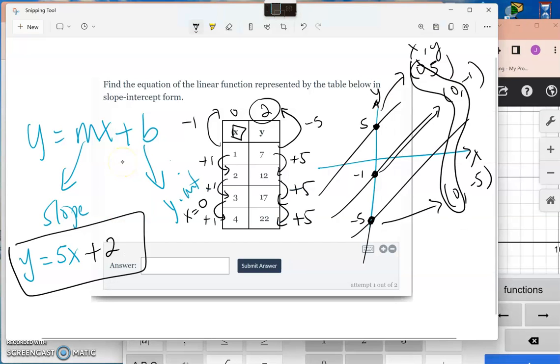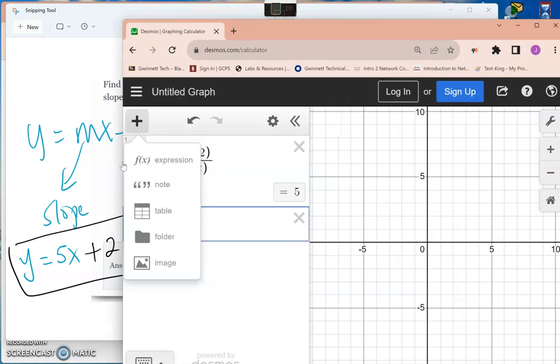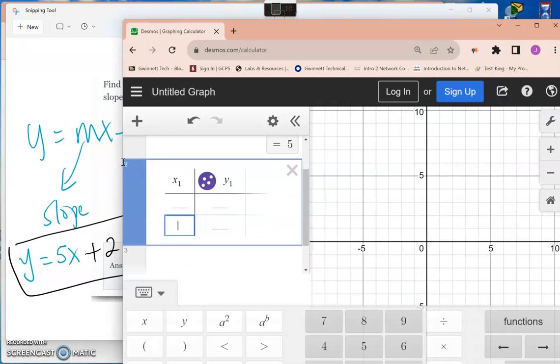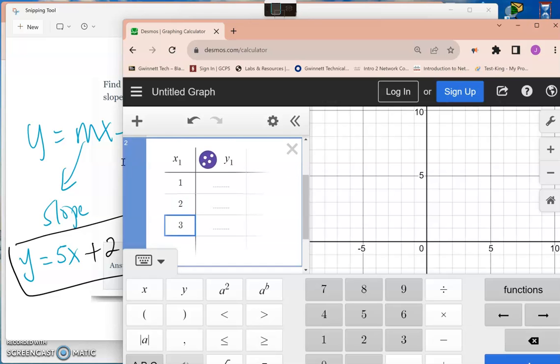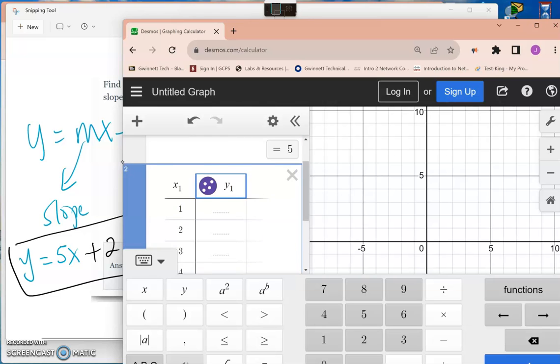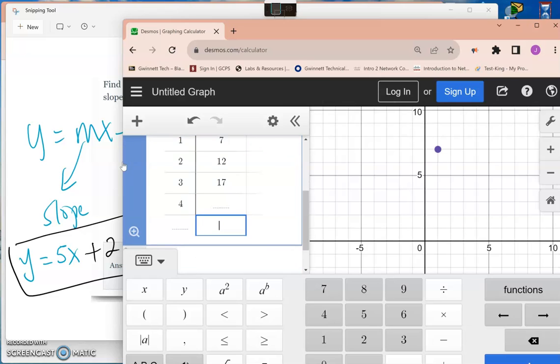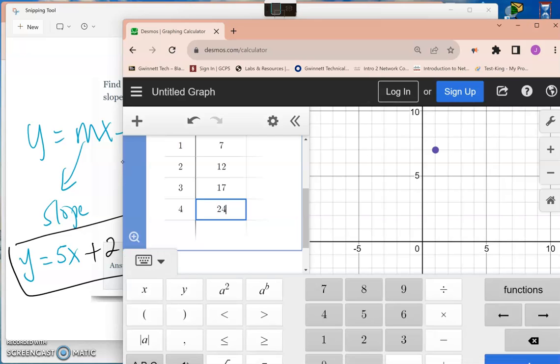You're going to insert, so in these kinds of questions, you can insert the table. So you go right here, and you hit table, and then you put in the values. So 1, 2, 3, 4. And then 7, 12, 17, 22. I think it was 7, 12, 17, 22. All right, make sure you copy the table correctly.